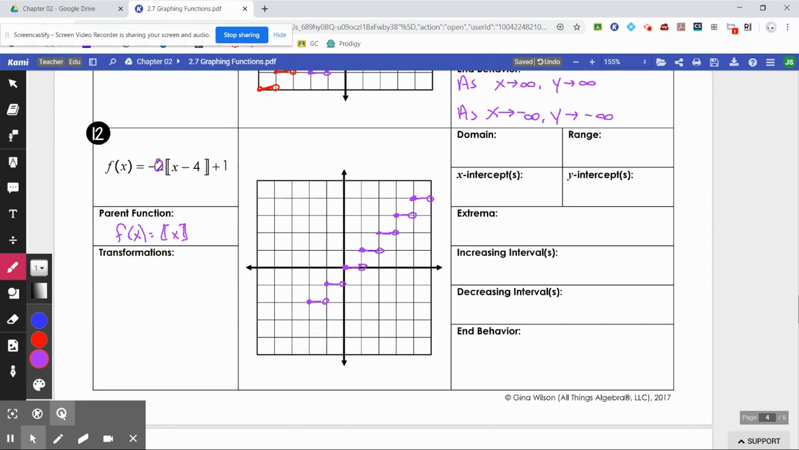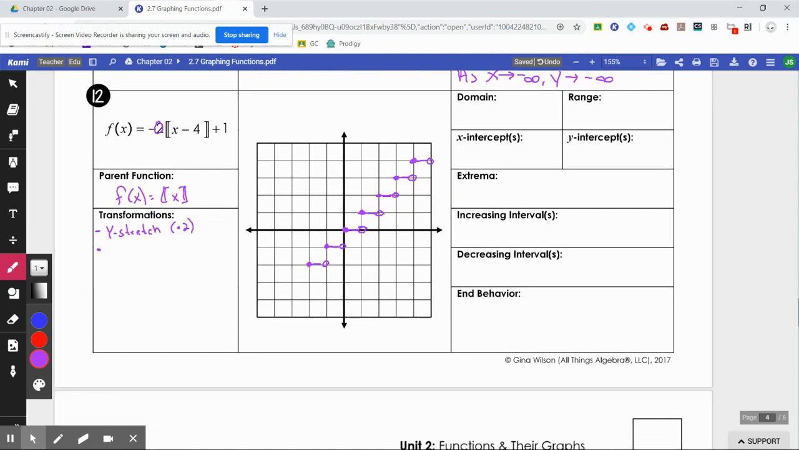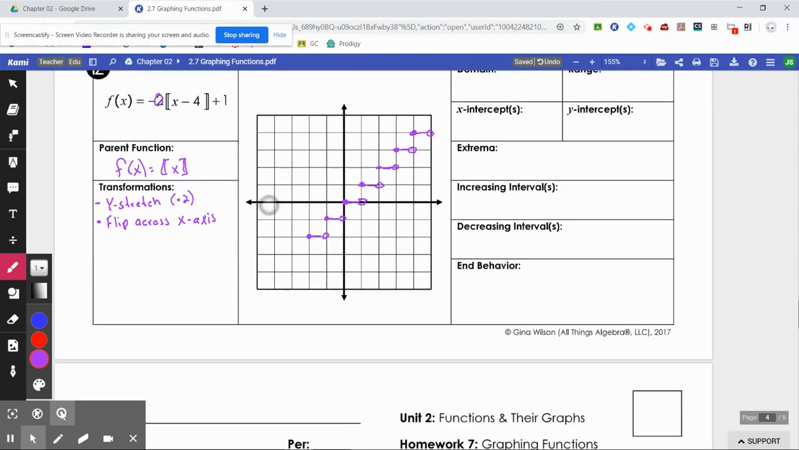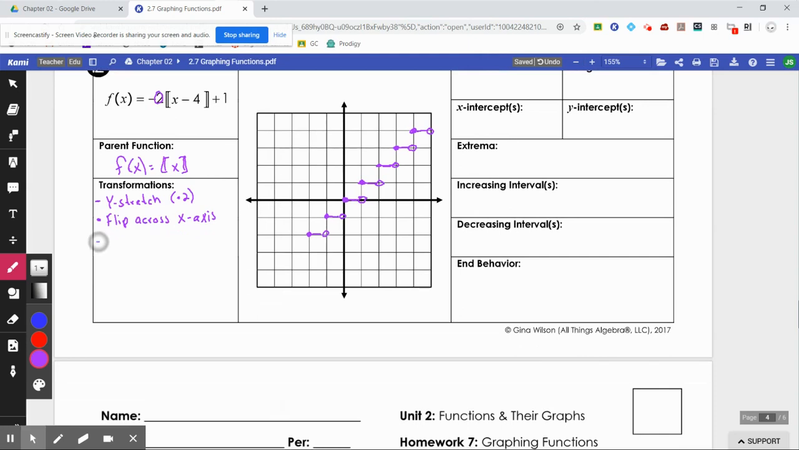We have a 2 on the outside, and that's going to be a vertical stretch times 2. The negative on the outside will flip it vertically, so that'd be across the x-axis. And finally, the -4 and the +1, those would be your translations. So that's going to translate it right 4 and up 1. So let's take some of these points and see what happens to them.